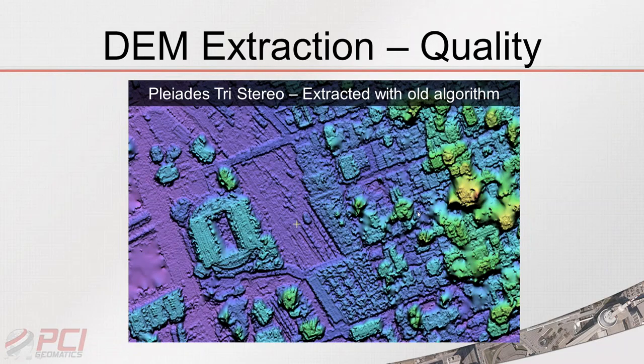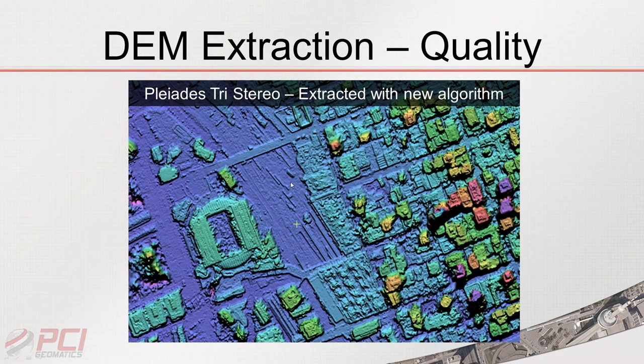Now, if we move to our new algorithm, you can see we have much more detail along these features here. And our buildings have much more structure to them. They're much more intact, with details even on the roof. So as you can see, there's a significant improvement for both the quality and the performance.